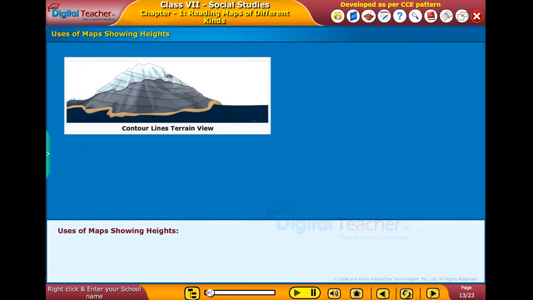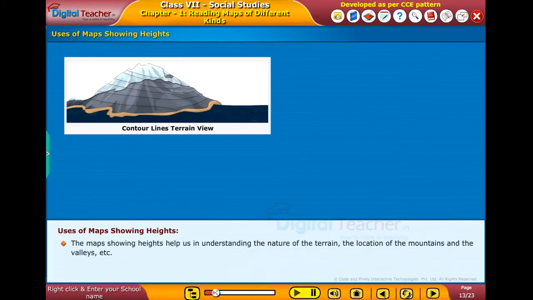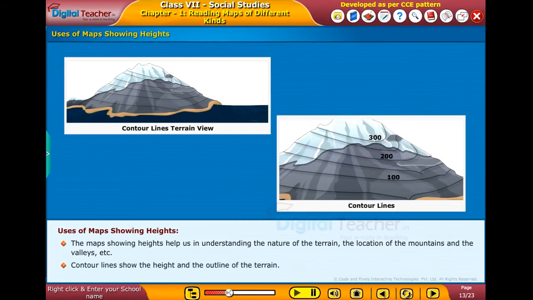Now, let us know how maps showing heights are used. The maps showing heights help us in understanding the nature of the terrain, the location of the mountains and the valleys, etc. Contour lines show the height and the outline of the terrain.